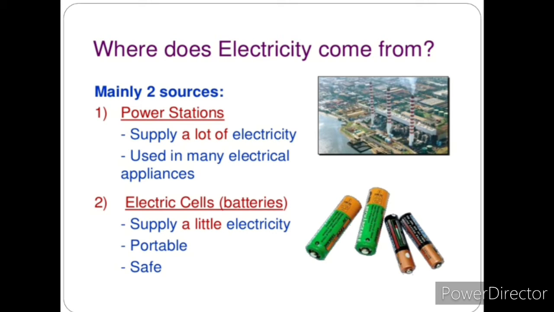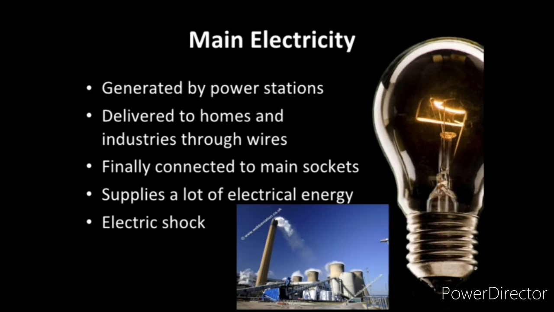Yes, you're right. Mainly two sources of electricity are there: power stations and electric cells or batteries. The main source of electricity generation is power stations. A power station generates electricity. Then it is delivered to our homes and industries through wires, and finally connected to the main sockets and supplies the electric energy in our house.